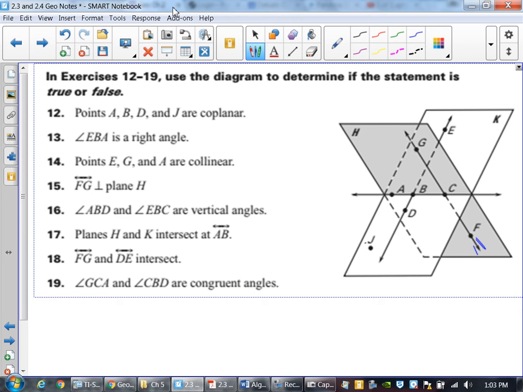Those two won't intersect each other because they're skewed. They're in different planes. And then lastly, is there any way of showing that angles GCA and CBD are congruent to one another?